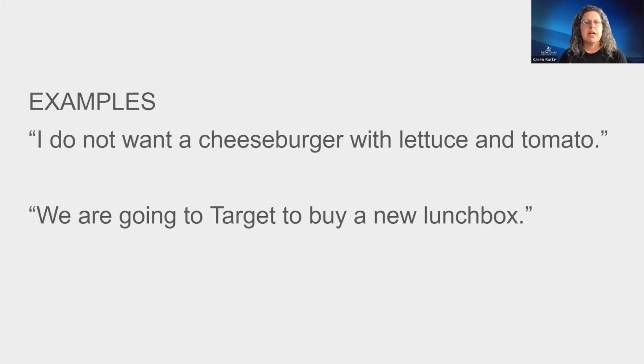Here are some examples. I do not want a cheeseburger with lettuce and tomato. The core words would be I, do not, want, with, and fringe words would be cheeseburger, lettuce, and tomato. The second sentence, we are going to Target to buy a new lunchbox. Target and lunchbox, and maybe even new, could be fringe; core would be buy, going, we, are. You get the idea.